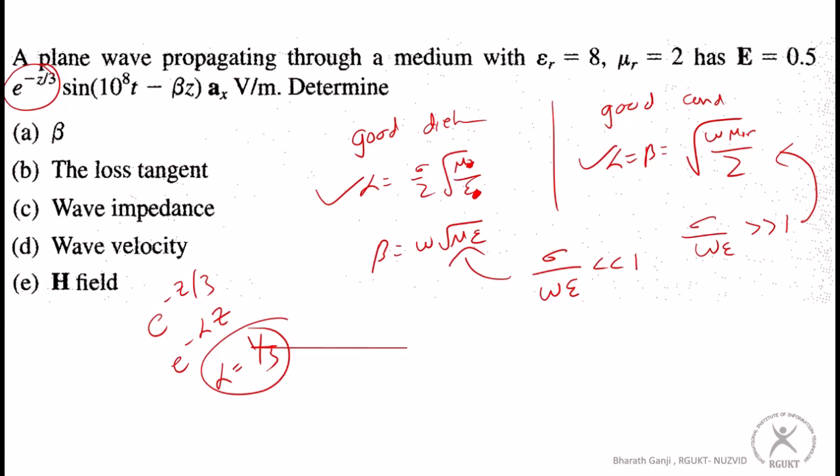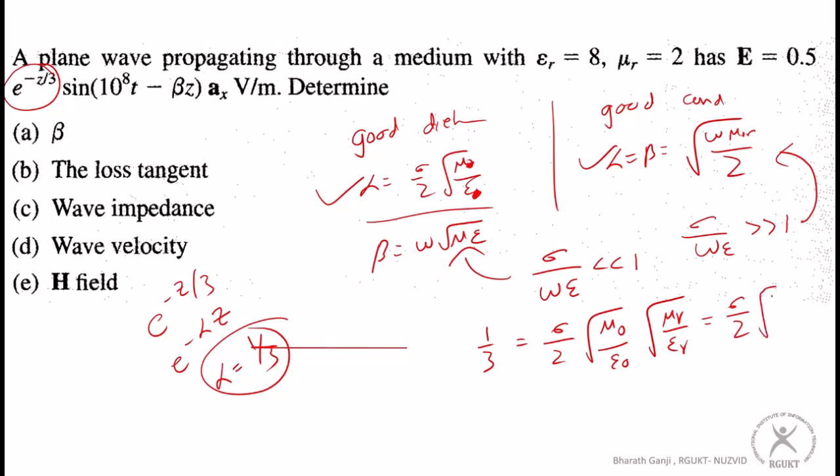Because we don't know what the material is here, we need to take a guess. Maybe I'll think this is a good dielectric and I'll see. So if I consider this a good dielectric, then the alpha formula should be like this. So 1 by 3 should be equal to sigma by 2 square root of mu naught epsilon, square root of mu r and epsilon r. So let me substitute these things.